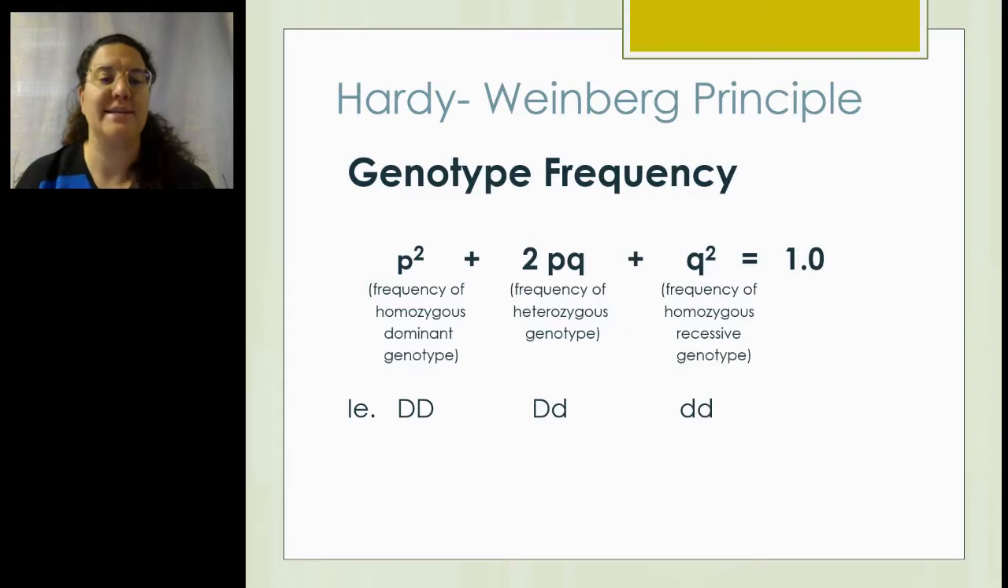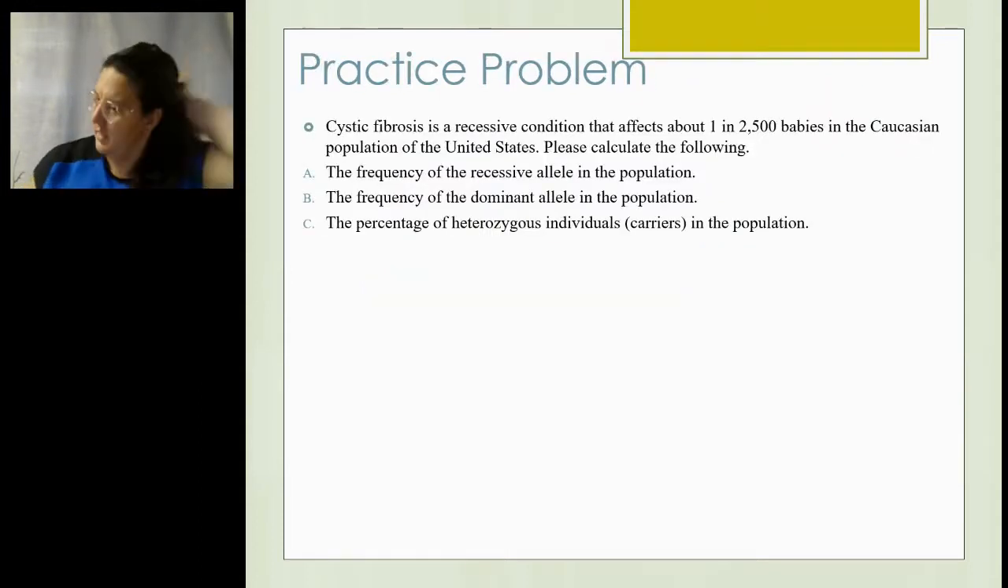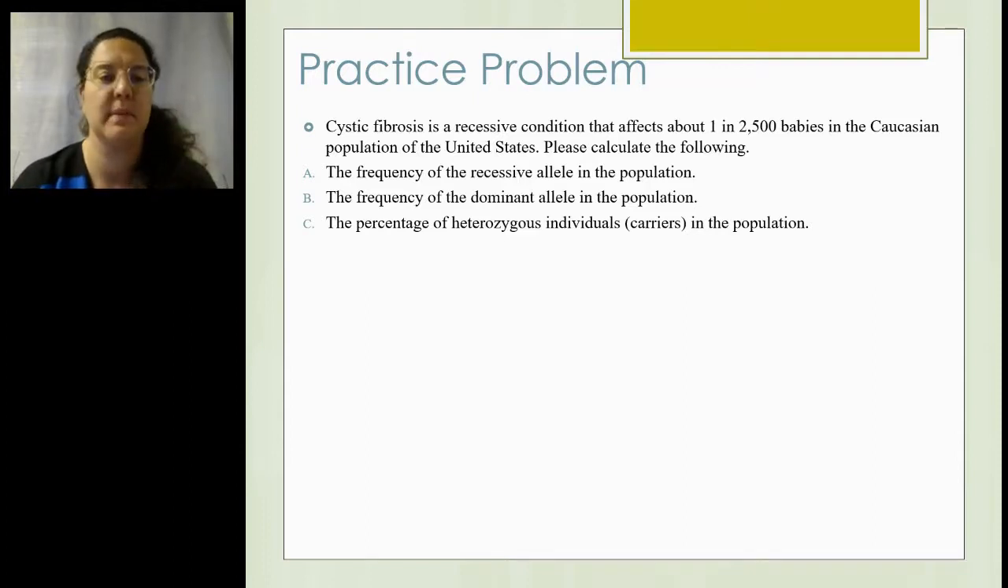And then to look at the genotype frequency, again, this is in your data booklet, it is p squared, the frequency of the homozygous dominant genotype, plus 2pq, the frequency of the heterozygous genotype, plus q squared, the frequency of the homozygous recessive genotype, equals 1. So we can use these 2 formulas to work out a lot of different practice problems. And we can look at these practice problems by following most of the same steps.